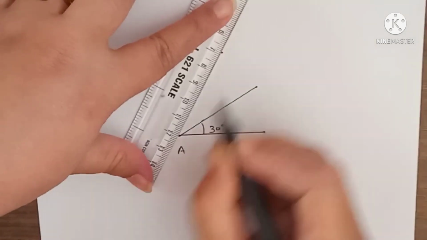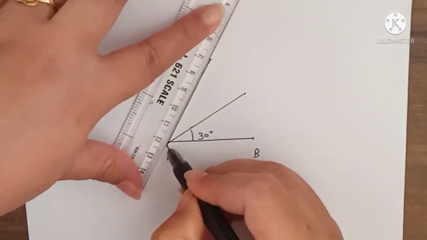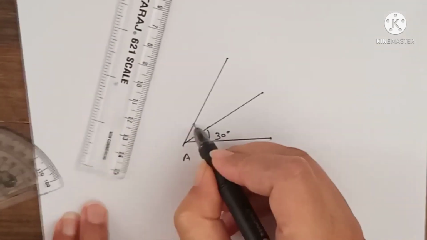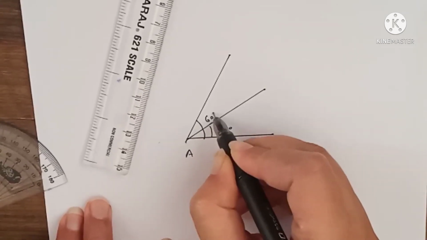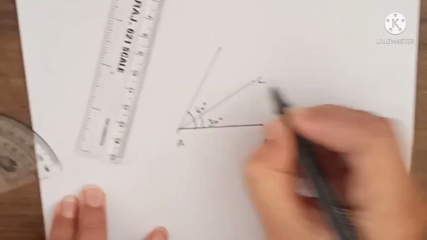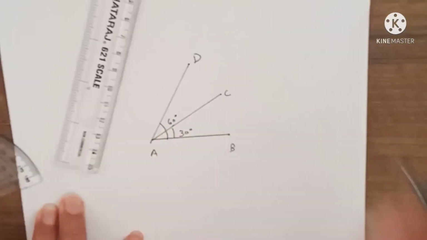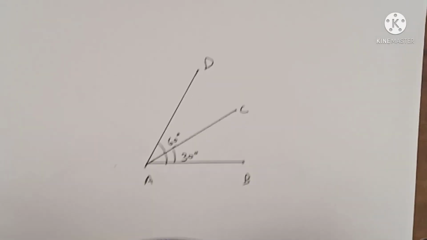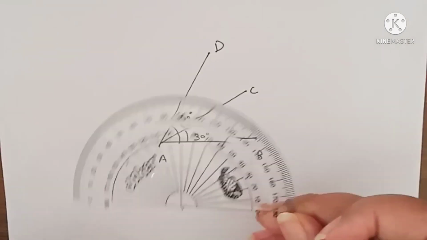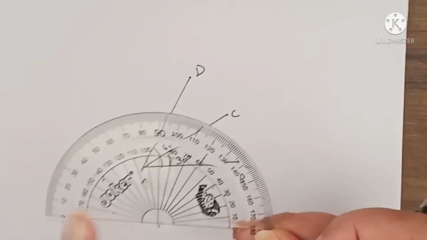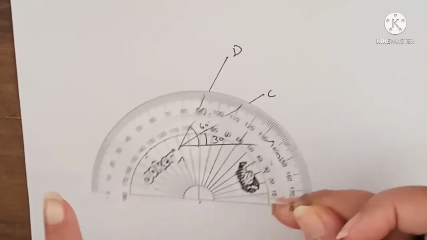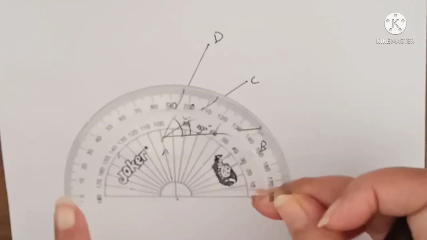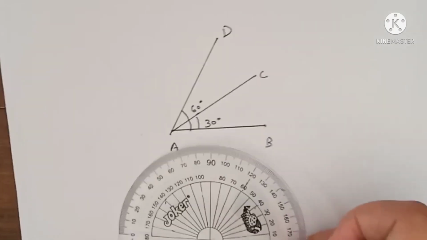and this is a 60-degree angle. This whole is a 60-degree angle, like this. This way you can draw any angle. If you want to draw this side angle, the left side angle, there you will use your outer scale, like this.